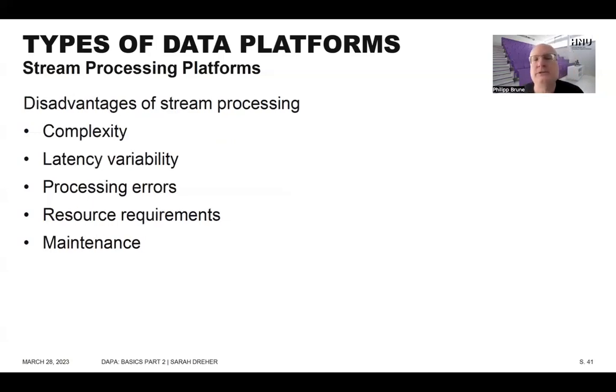The downside, of course, is that it gets very complex if you have many of these processors. The latency is somehow dependent, of course, on network throughput and so on, so it can vary. It's very crucial, or very difficult, to keep a certain guaranteed latency in such a system. You need to find ways to handle processing errors, so you might have error queues where you send things to.